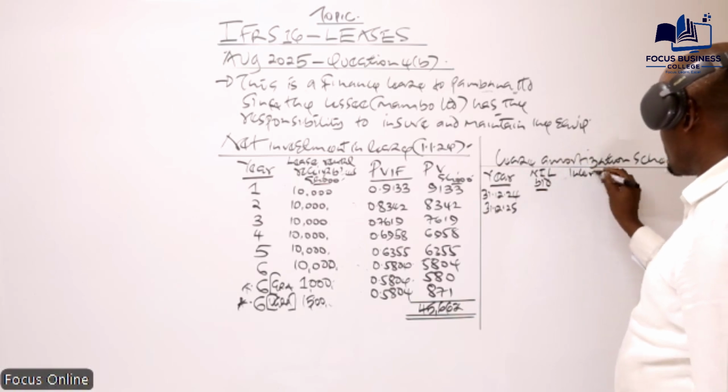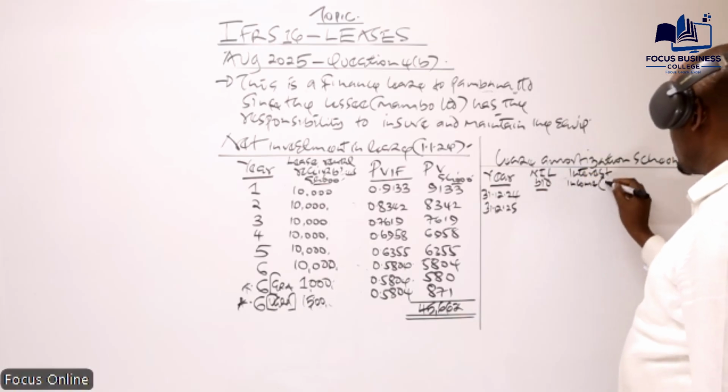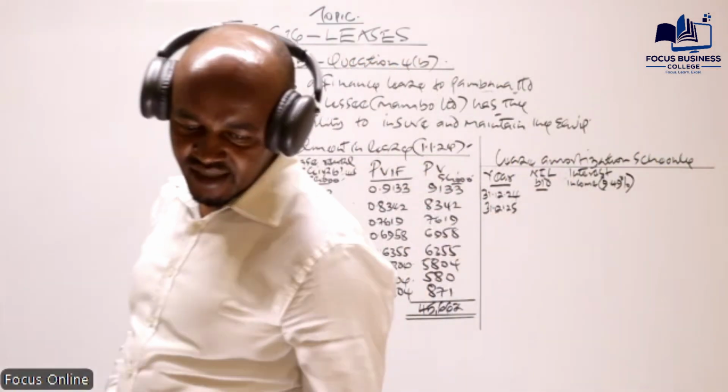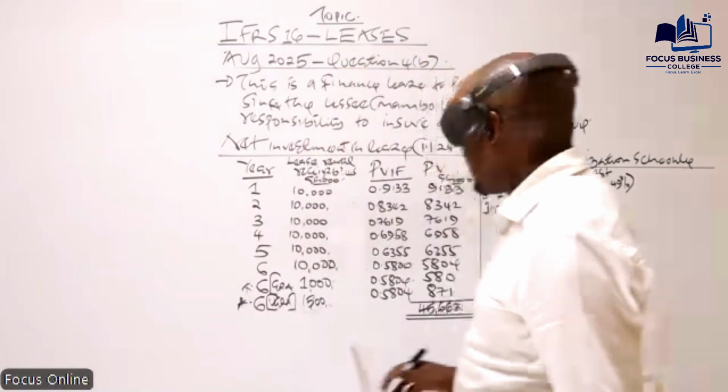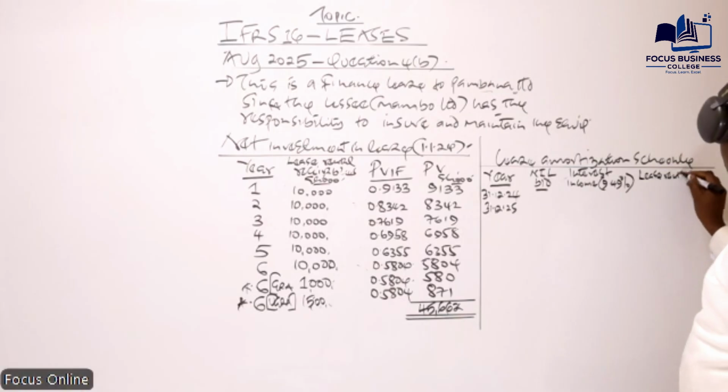Then we have a column here for interest income. Interest will be computed at the interest rate implicit in the risk. The interest rate implicit in the risk is 9.49. And basically here we will have the risk rentals, the risk rentals which was received.